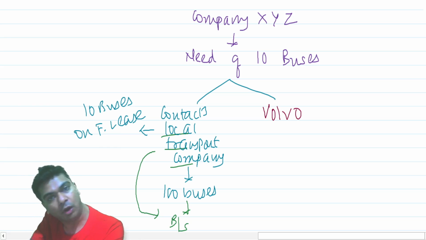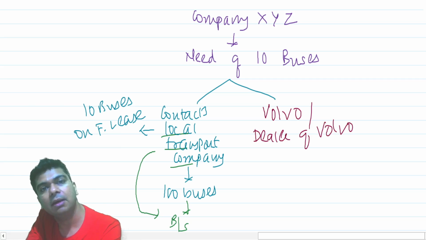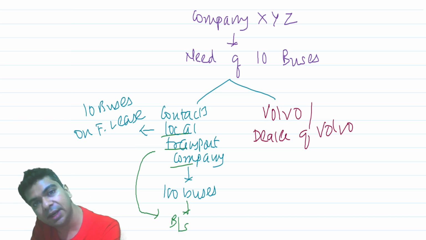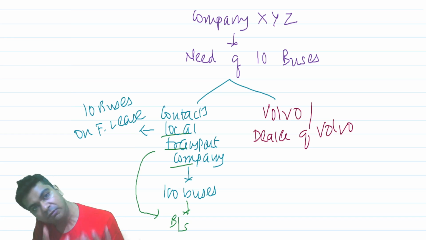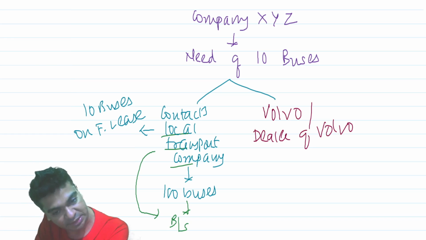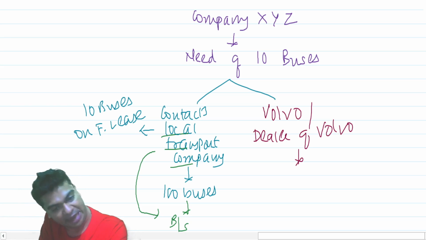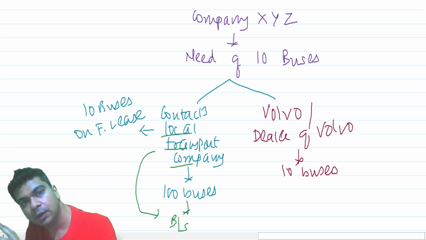So we are contacting the Volvo company, or you may contact a dealer of Volvo, doesn't matter. Basically, understand, you are contacting a manufacturer or a dealer, and you are asking the dealer that, see, you are already selling your buses. What we want is 10 buses on finance lease basis, and Volvo agrees. Volvo agrees, or the dealer agrees, that fine, we are ready to spare 10 buses for you.